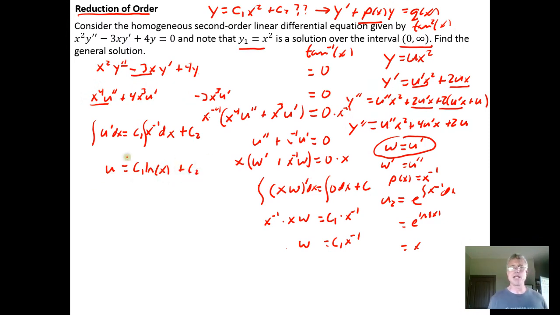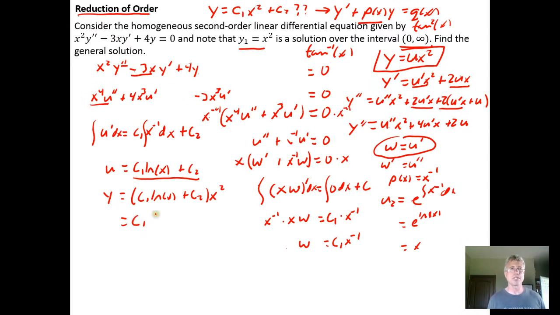And then remember, our guess was that the solutions look like y equal to u times x squared. So we're guessing that y equals c sub 1 times the natural log of x plus c sub 2 times x squared, replacing u with the stuff right here. And then distributing the x squared in, we're going to get c sub 1 x times the natural log of x plus c sub 2 times x squared. And if we've done this correctly, the x squared should show up in the answer as the thing that we started with right here. Here's the x squared we started with, and there's going to be another function sitting here.